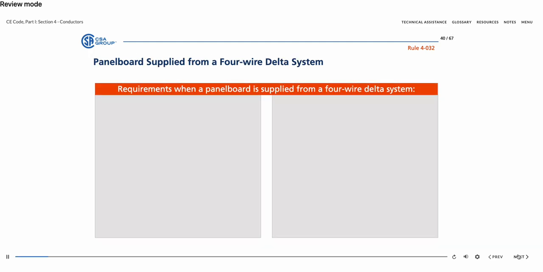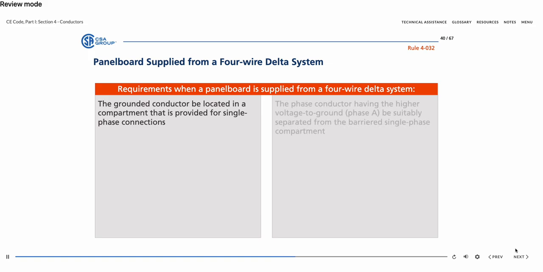When a panel board is supplied from a 4-wire delta system, Rule 4-0325 has two requirements. One is that the grounded conductor be located in a compartment that is provided for single-phase connections. The other is that the phase conductor having the higher voltage to ground, phase A, be suitably separated from the barriered single-phase compartment.